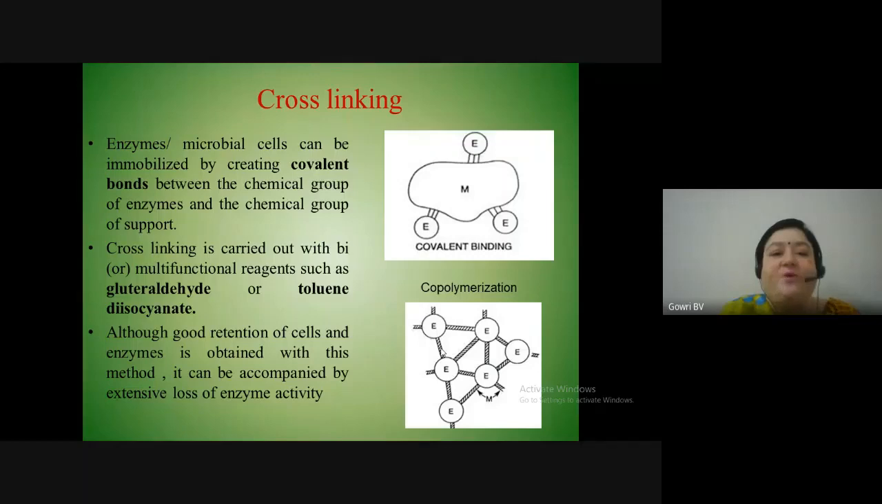Cross-linking is carried out with bi or multifunctional reagents such as glutaraldehyde or toluene diisocyanate. Although good retention of cells and enzymes is obtained with this method, it can be accompanied by extensive loss of enzyme activity. Shall we pass?